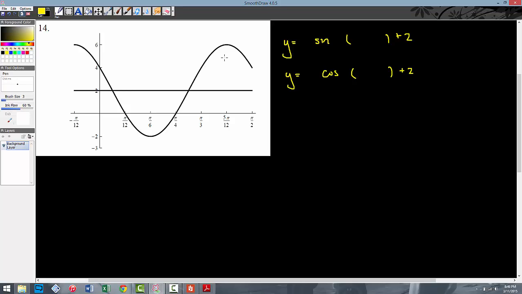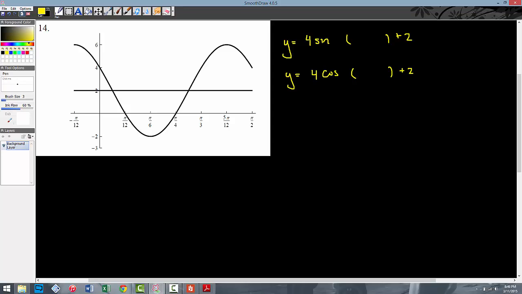So let's go ahead and find the amplitude after that. Well, we know that from 2 it goes all the way up to 6 and down to -2. That means that the amplitude has to be 4, because from the 2, it moves up 4 spaces to get to its highest point and down 4 spaces to get to its lowest point. That's why the amplitude is 4.